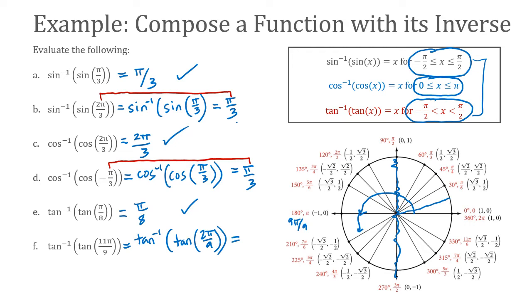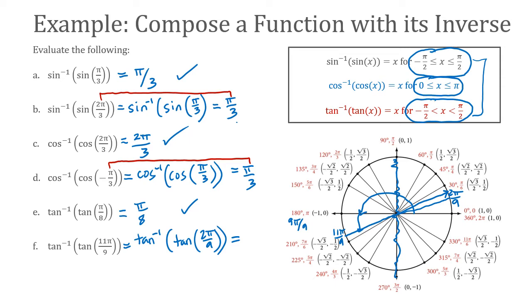And let's just see if we agree with that. Let's just say that 11 pi over 9 was here, in that third quadrant. If I go diagonal across, that's where 2 pi over 9 is. And 2 pi over 9 is going to be in that first quadrant. It is within our border.